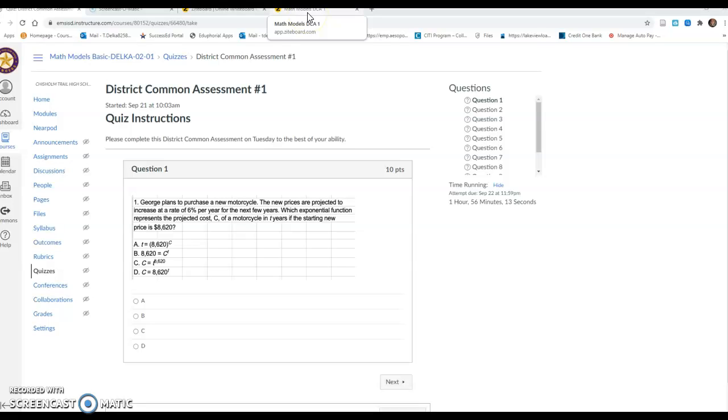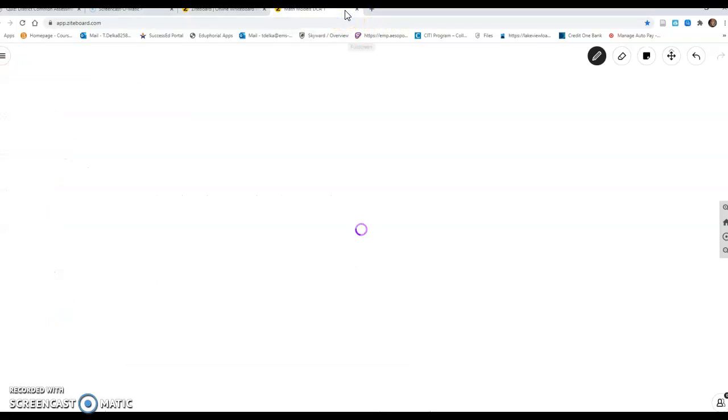And again, I'm going to have to switch back and forth. Let me write this real quick down. So I've got it. See, the 6% per year doesn't even matter because you look at your answer choices, and right now that's not even showing. But it says which exponential function represents the projected cost C of a motorcycle in T years, and it starts out at $8,620, okay? So we're going to come over here and we're going to try our best.